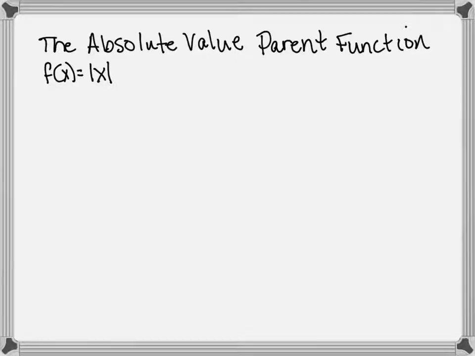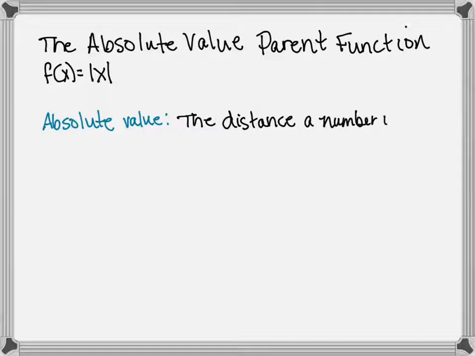Let's look at the absolute value parent function, f of x equals the absolute value of x. Now before we look at the graph of this function or identify its attributes, let's review what absolute value is. Absolute value is the distance a number is from 0 on a number line.